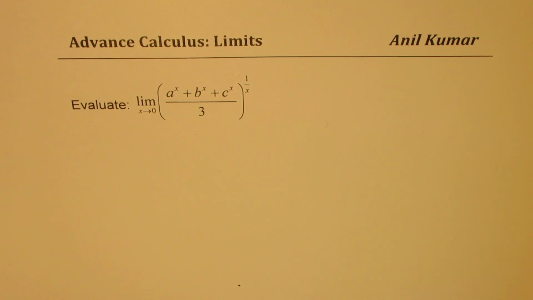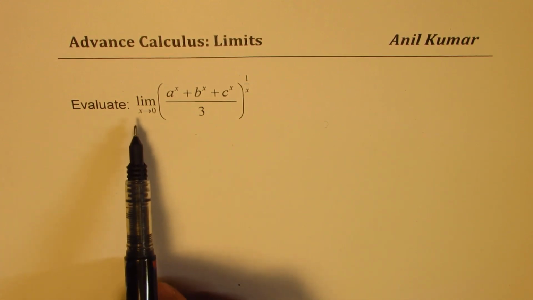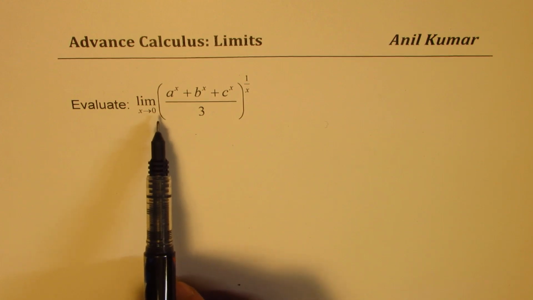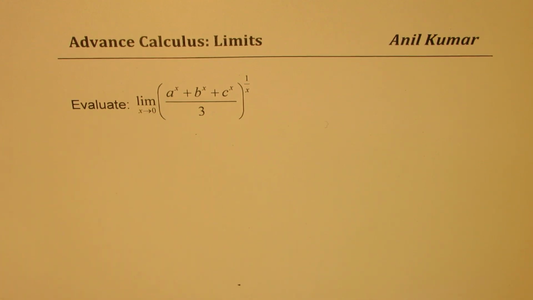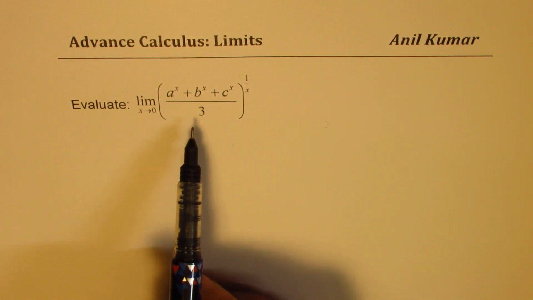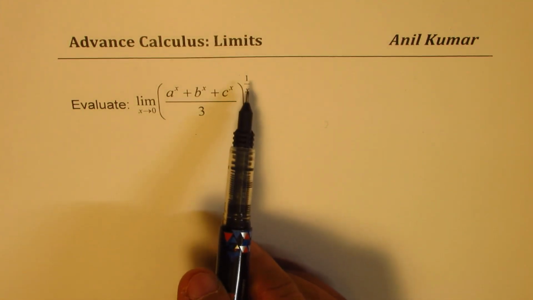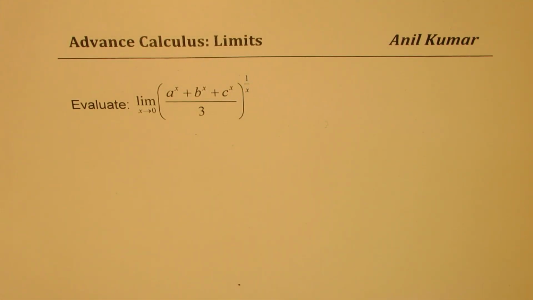The question here is to find the limit when x approaches 0 for (a to the power of x plus b to the power of x plus c to the power of x divided by 3), everything to the power of 1 over x. Now that reminds you of what? Well, there are a few results which we are going to use so that we could easily, in lesser number of steps, get the solution.